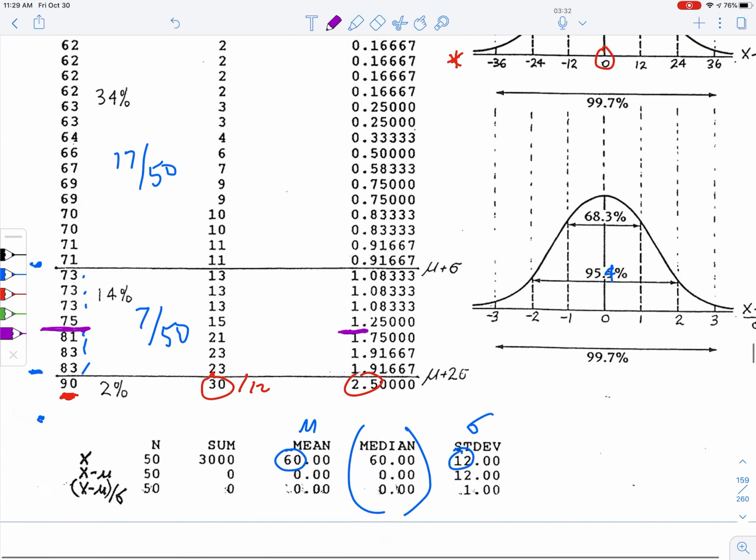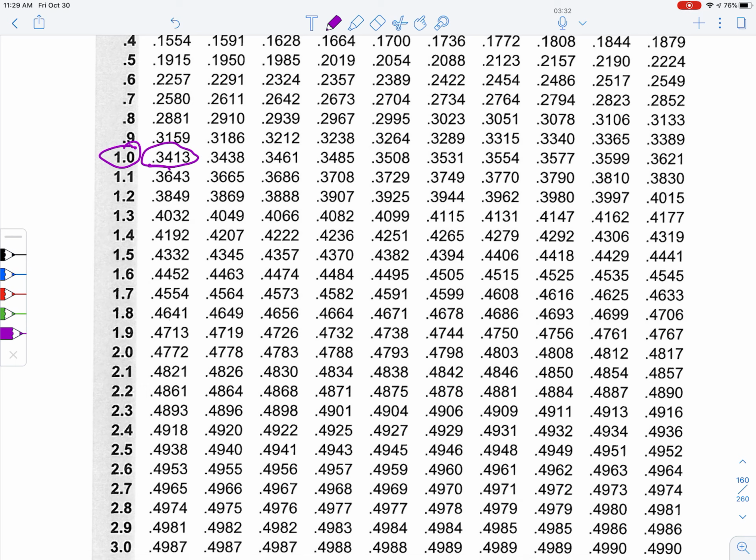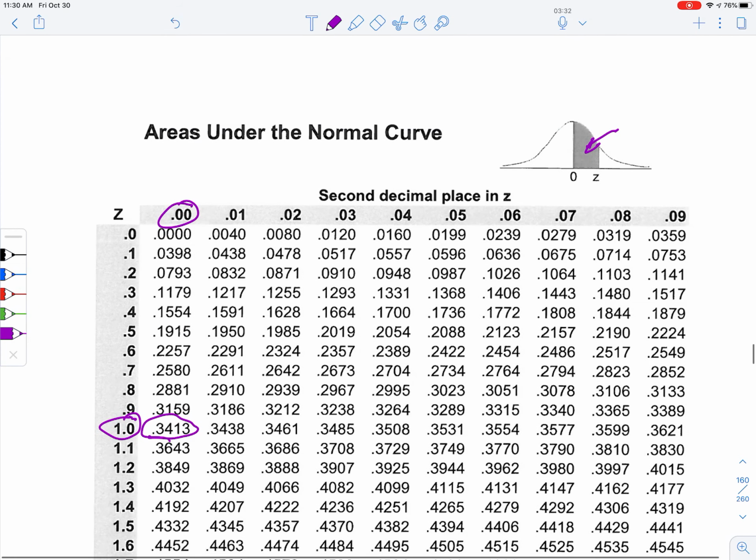So back down here. We take a look at 2 standard deviations, we get this guy right here, and that's half of 95.4. 3 standard deviations, that's half of 99.7. So we're always dealing with half of the distribution. And the reason why we do that is because we've got 50% in the other half. And we'll show you how we use that later.